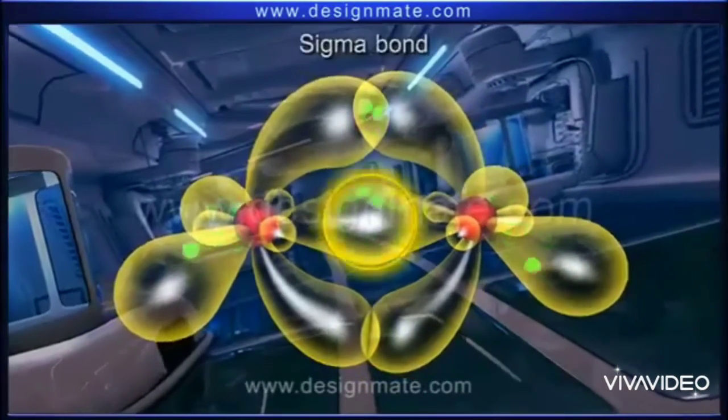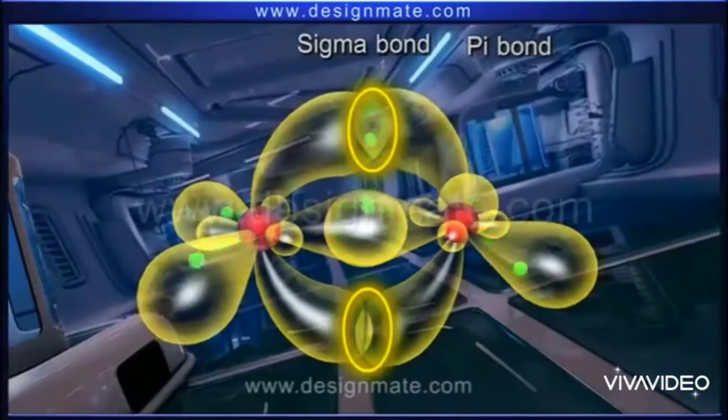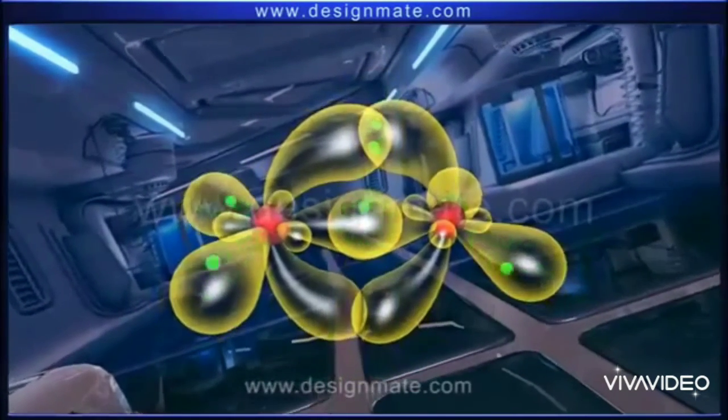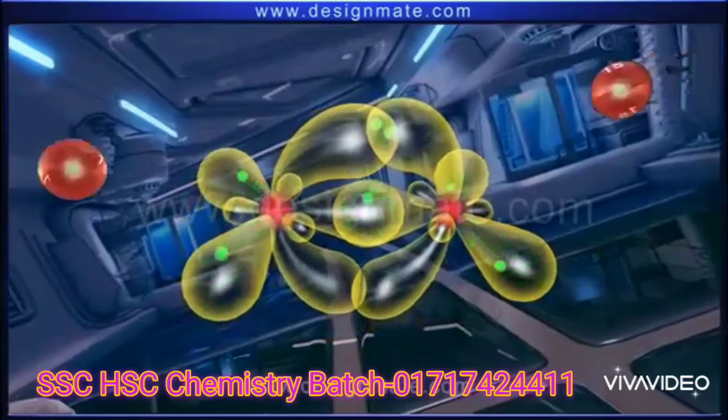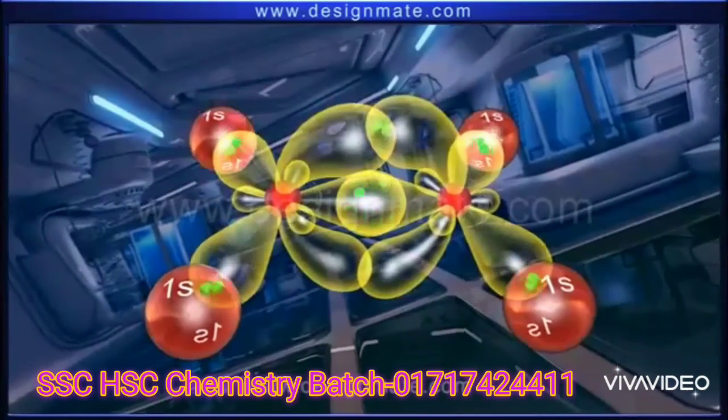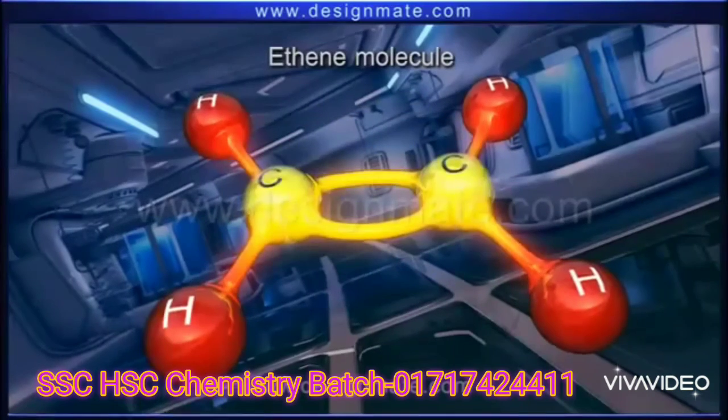Thus, there exists 1 sigma and 1 pi bond between the 2 carbon atoms. The other 2 valencies of each of the carbon atoms are satisfied by 4 1s orbitals of hydrogen, hence forming an ethene molecule.